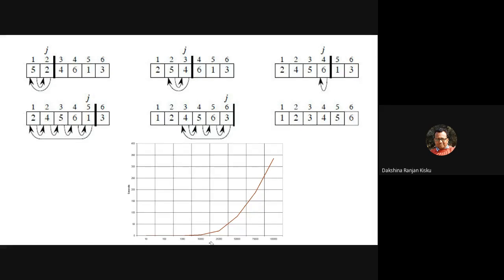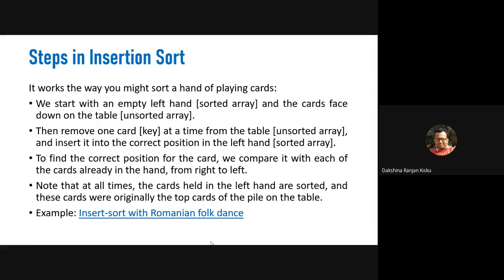So what is the basic idea behind the insertion sort? How does it work? If we have to sort a hand of playing cards, we start with an empty left hand, which is called the sorted array, and the cards face down on the table are called the unsorted array. Then we remove one card at a time from the table, that is the unsorted array, and we insert it into the proper position in the left hand. That is called the sorted array.